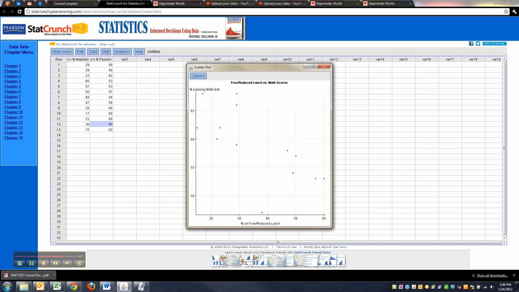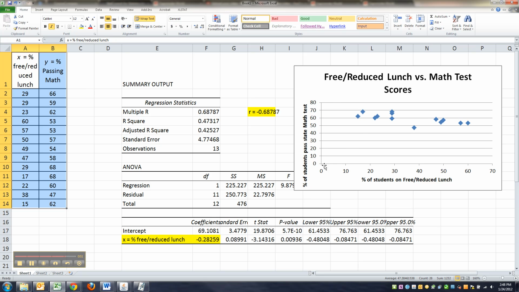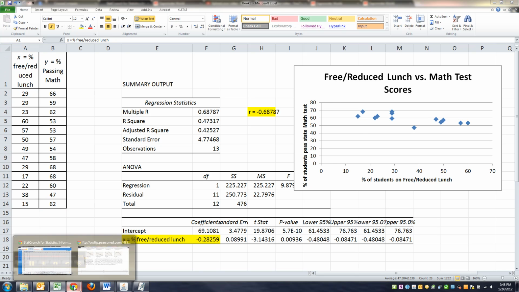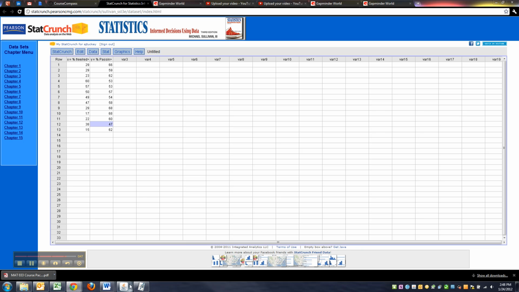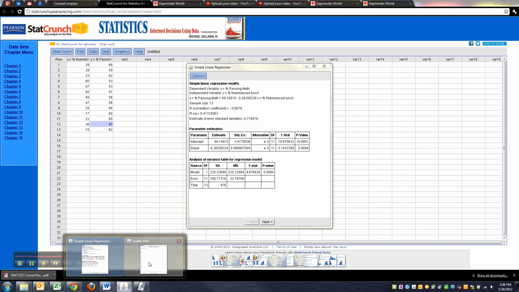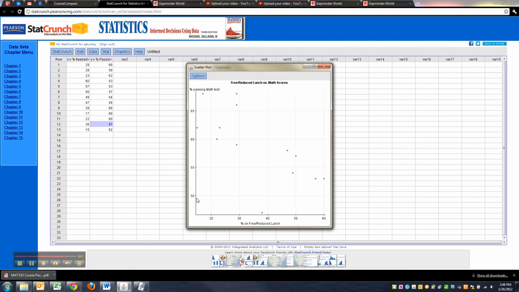And you can see there's some faint grid lines in there, and there's that scatter plot. It's actually the same plot that Excel made. It's just on a different scale. So instead of going all the way down to 0, StatCrunch started at 50.